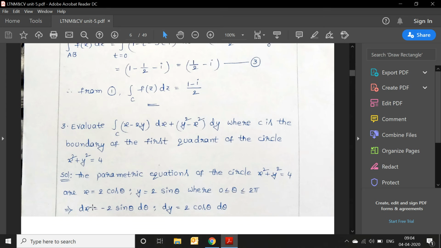2 pi. And going to dx, here we need to substitute the dx value, dy value also. So that's why we can find dx is equal to 2 is a constant, the derivative of cos theta is minus sin theta, d theta, and dy is equal to 2 constant, the derivative of sin theta is cos theta d theta.